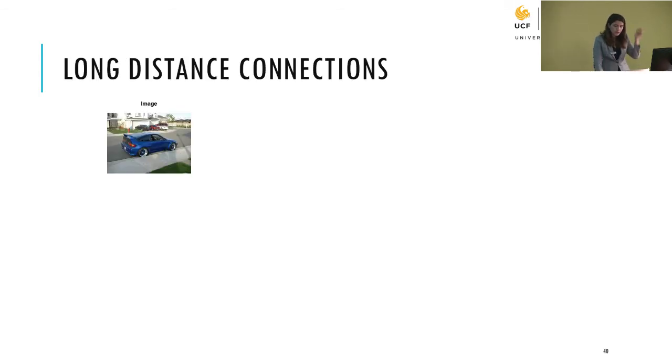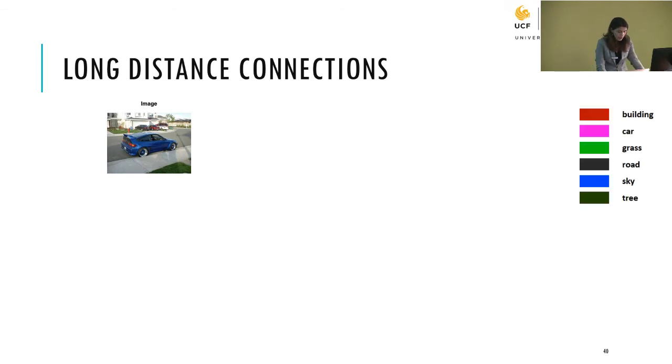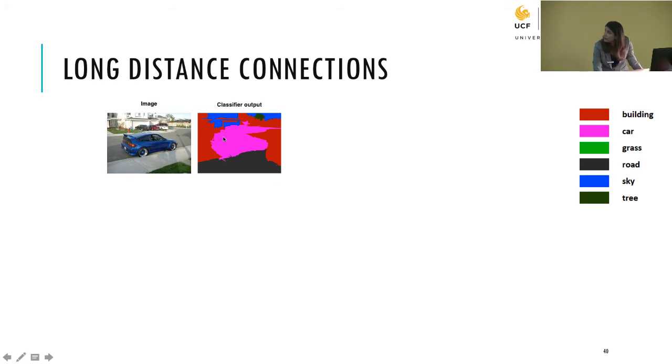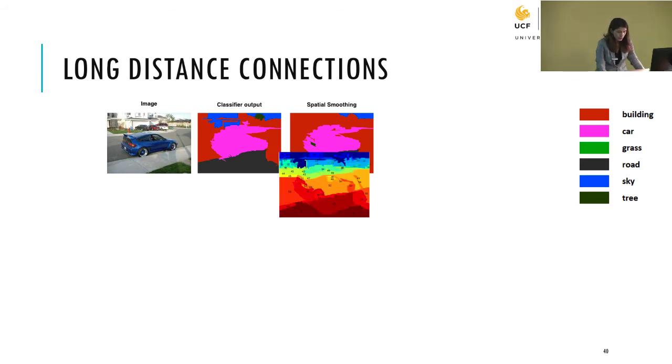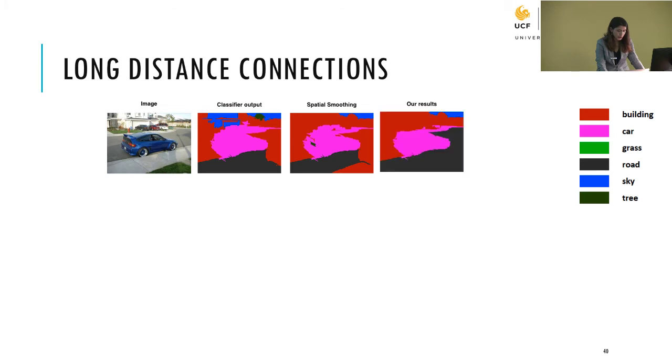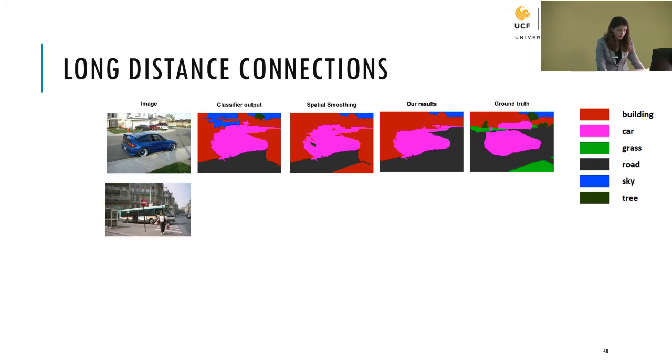These are some qualitative results to show how this connection can help. This is an image, and this is the classifier output. This segment is incorrectly labeled as building. It should be road. When we use spatial smoothing, it gets over-smoothed. But when we have this long-range connection, we can refine that and avoid over-smoothing, and we get the segment correctly as road.